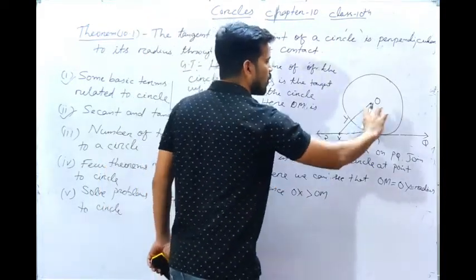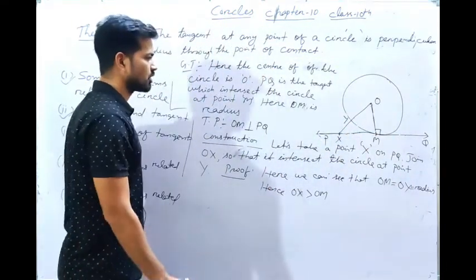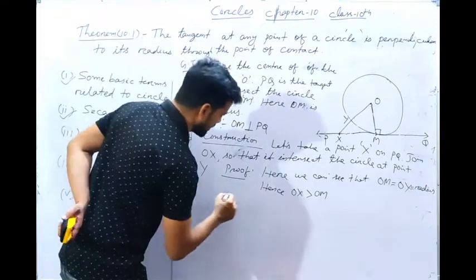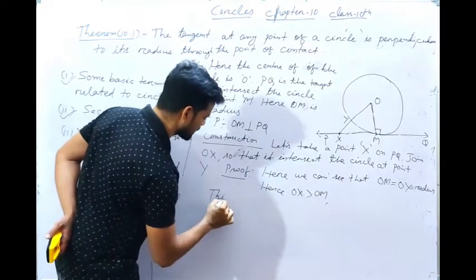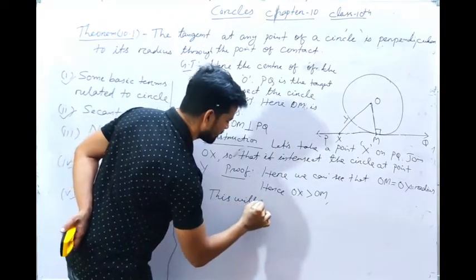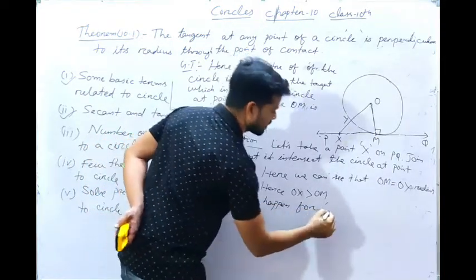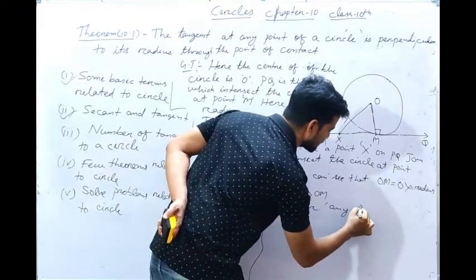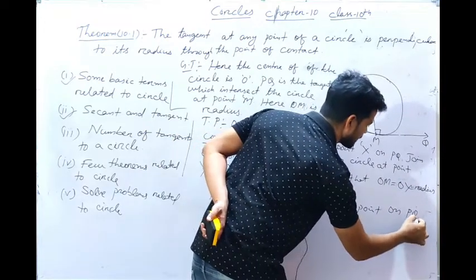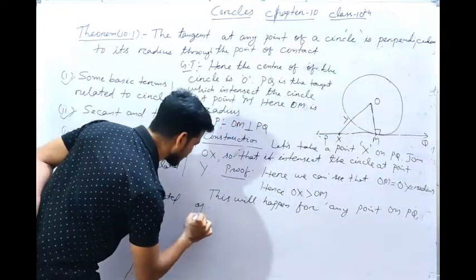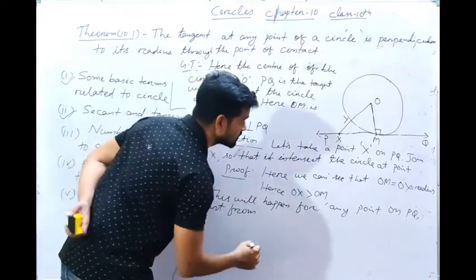It means OM is the shortest distance from O to PQ. Yes or no? And I can write here, this will happen for any point on PQ apart from M.